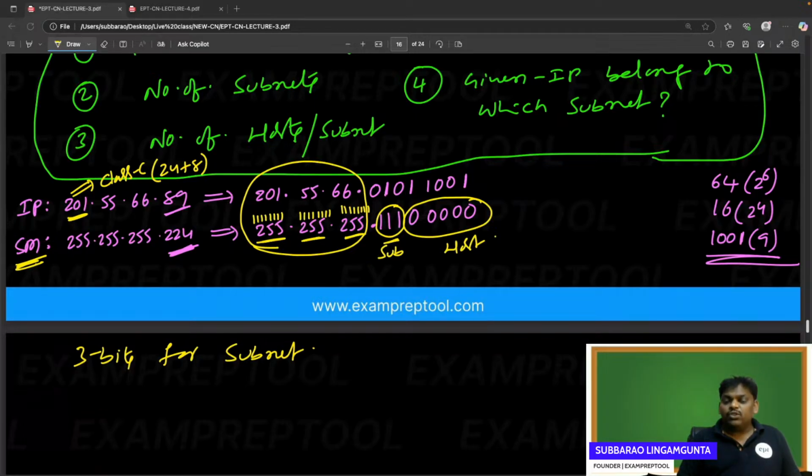Because it belongs to class C, 24 plus 8, 24 bits for network, 8 for host. But if you see the subnet mask, in the host area of 8 bits, some ones are there. They belong to the subnet. So can you help me now? Subnet purpose 3 bits, okay, but in which octet are they? What are the positions? I want the positions also. I think it is the sixth, seventh one, sixth one, fifth one. Am I right?